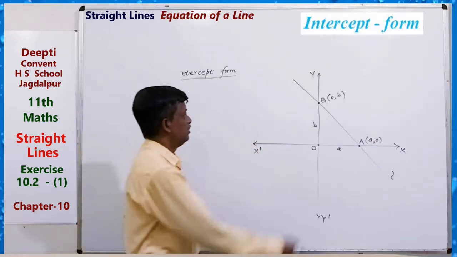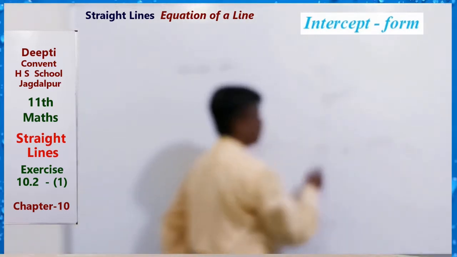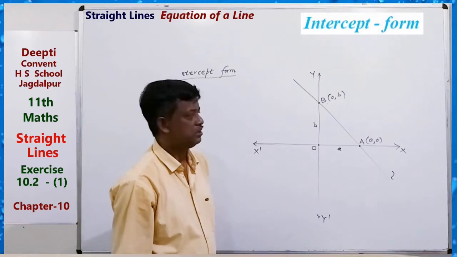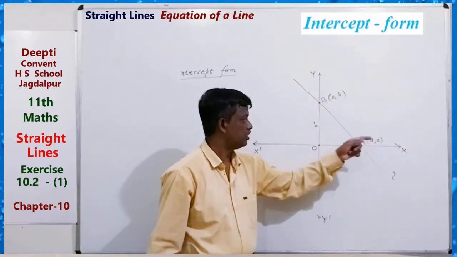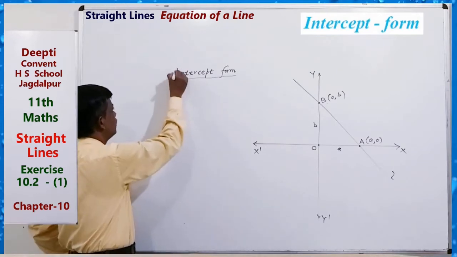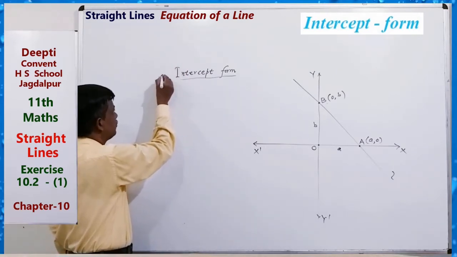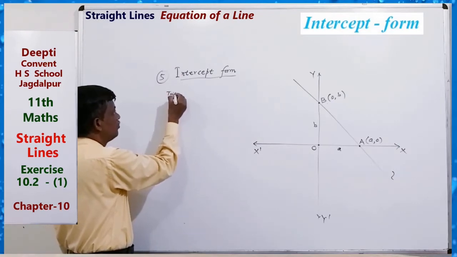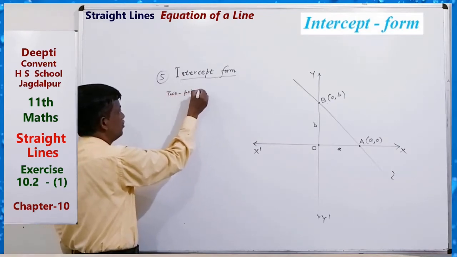Okay. Now this line passing through 2 points. You can draw a line like this, like this, like this, in any way. So this line passing through these 2 points A and B, so 2 point form. We know 2 point form. What is 2 point form?